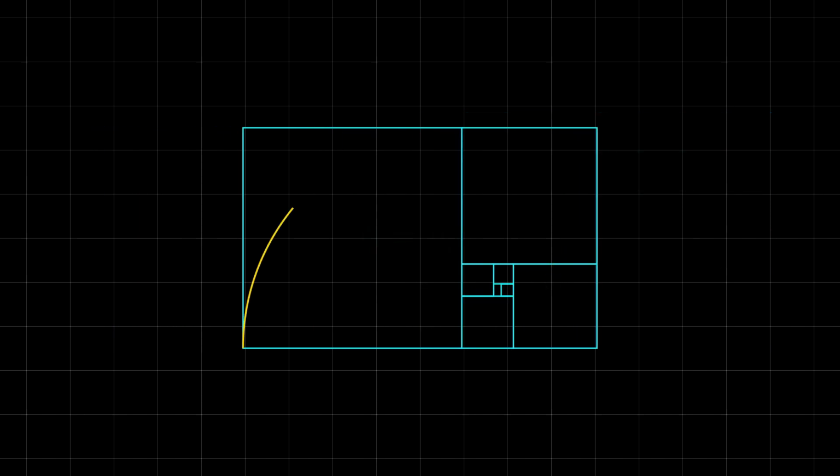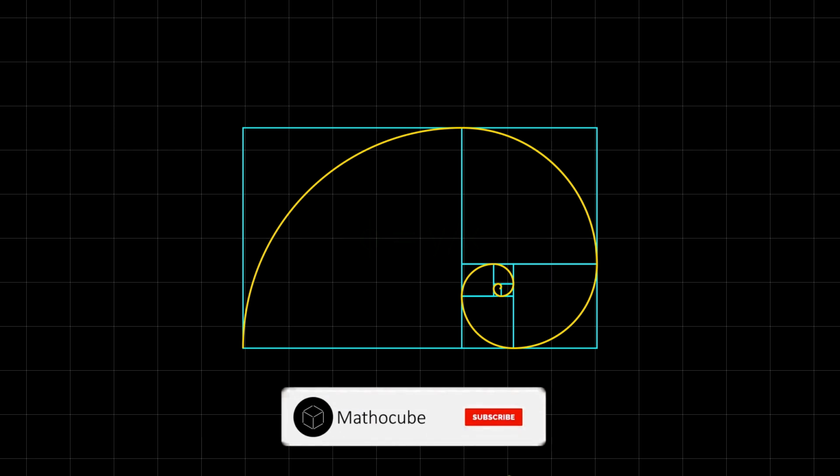You can make the golden spiral by connecting the corners. The golden spiral is a logarithmic spiral whose radius either increases or decreases by a factor of the golden ratio.